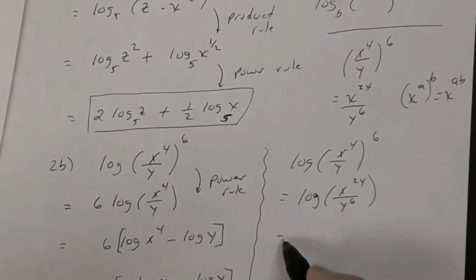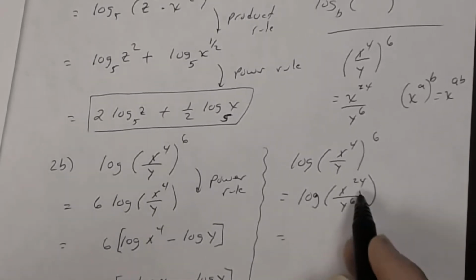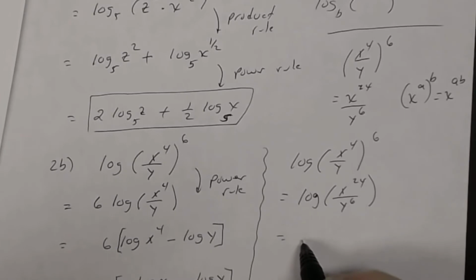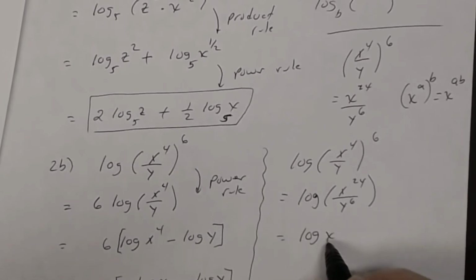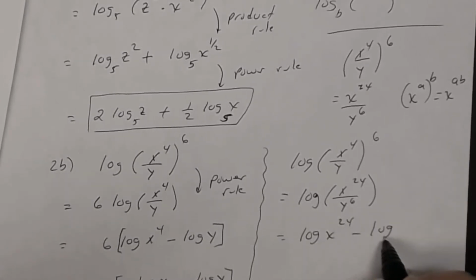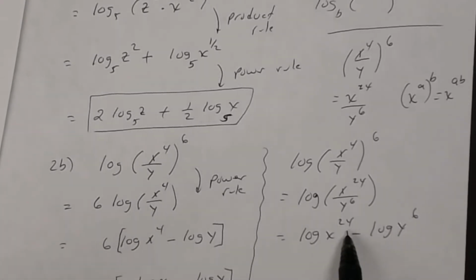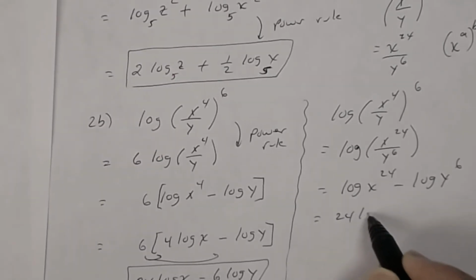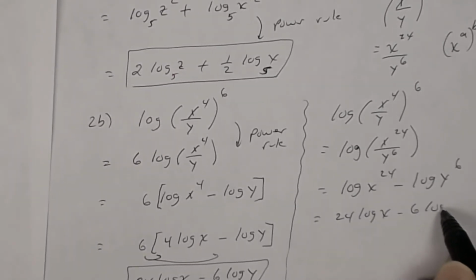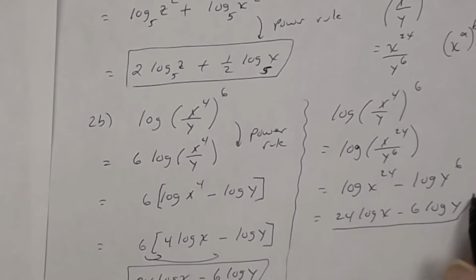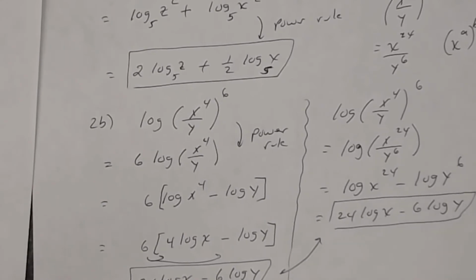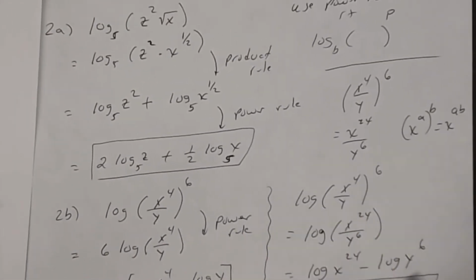Okay, so if we continue on, this becomes now the quotient rule. So again, you can't use the power rule yet because you're taking the log of this expression that was being raised to the 1st power, not the 24th. So this becomes the log of x to the 24th minus the log of y to the 6th. And then notice now you can use the power rule. So the power rule, this becomes 24 log of x minus 6 log of y. And that's what you had here, right? Okay, so either approach is fine. Just here you have to remember some things from a previous course as well.